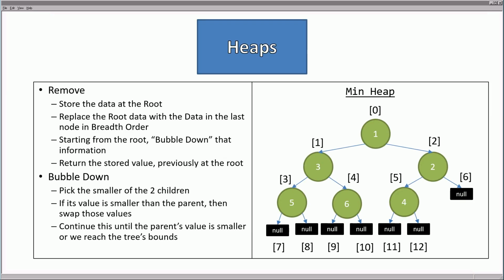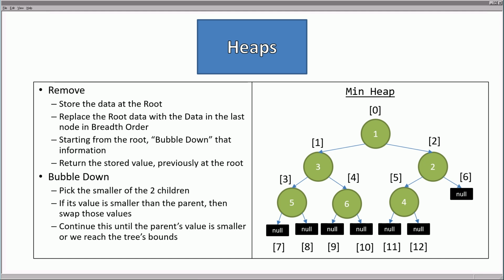The remove procedure works in a very similar way. What we first do is store the data that is found at the root. Now for a heap, you can only remove at the root. After we've stored that information, we then replace the root data with the data in the last node in breadth order. From there, starting from the root, we start bubbling down that information. Once we've bubbled down, we return the stored value previously at the root.